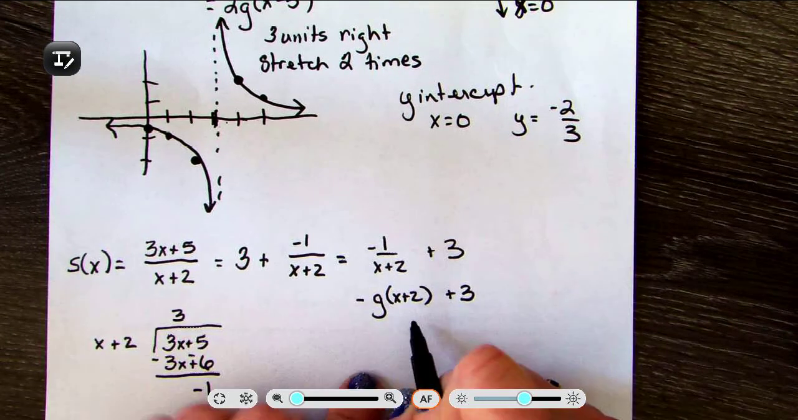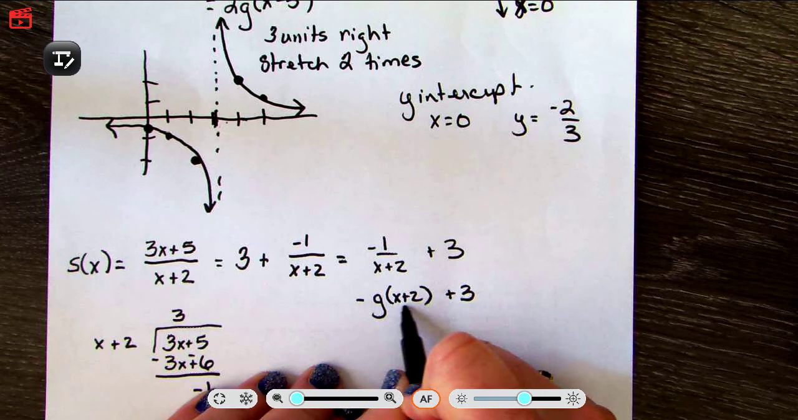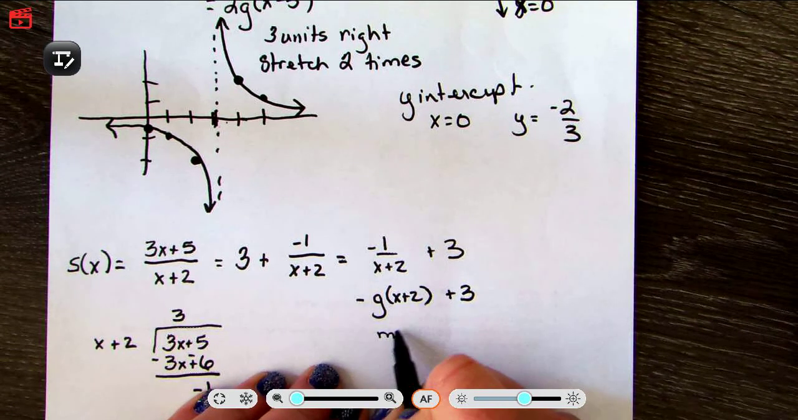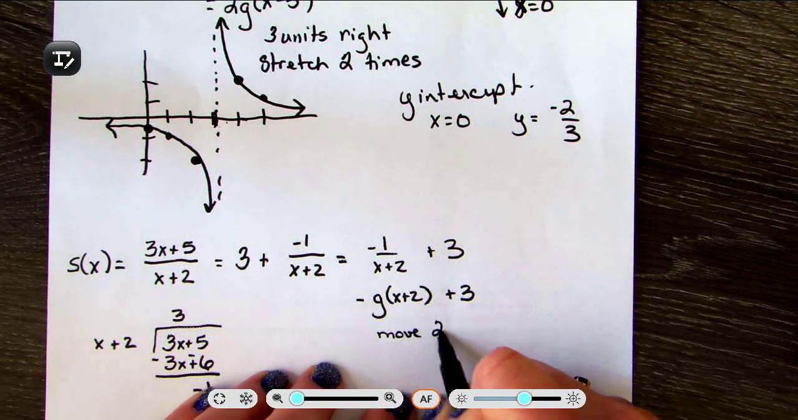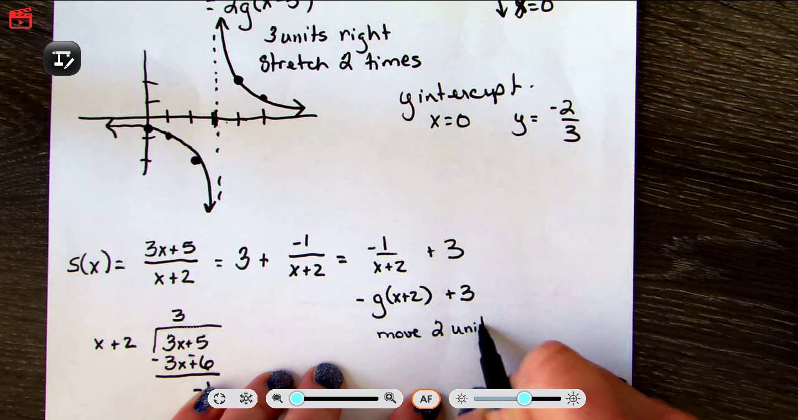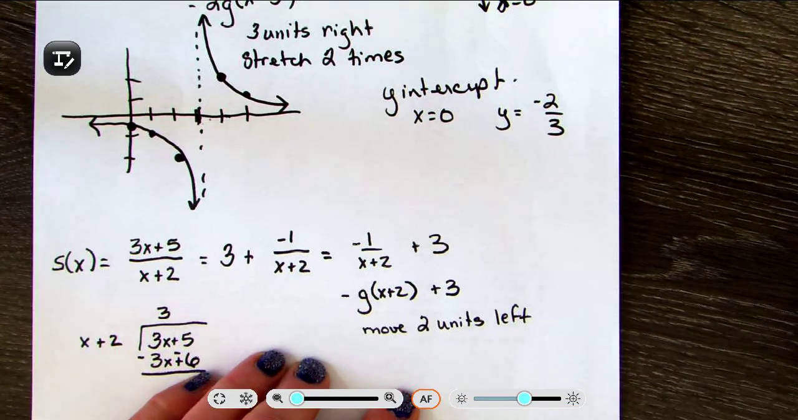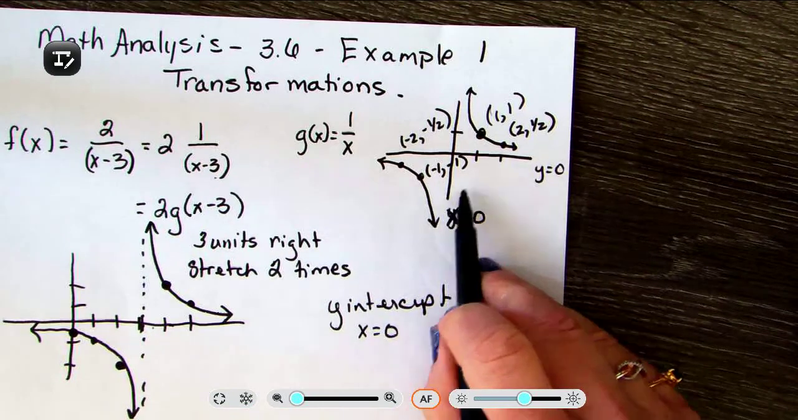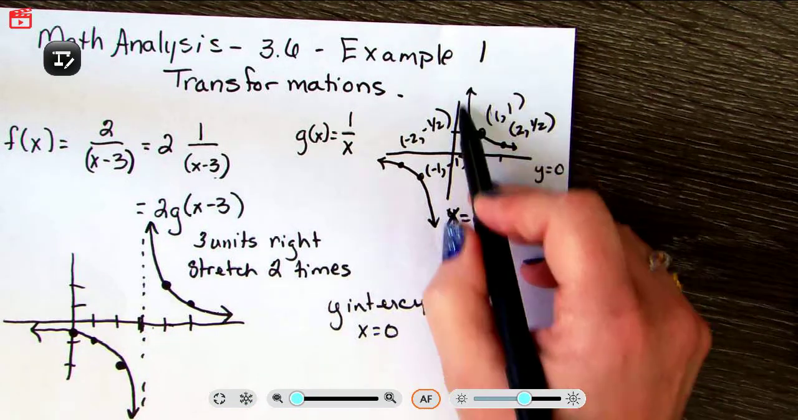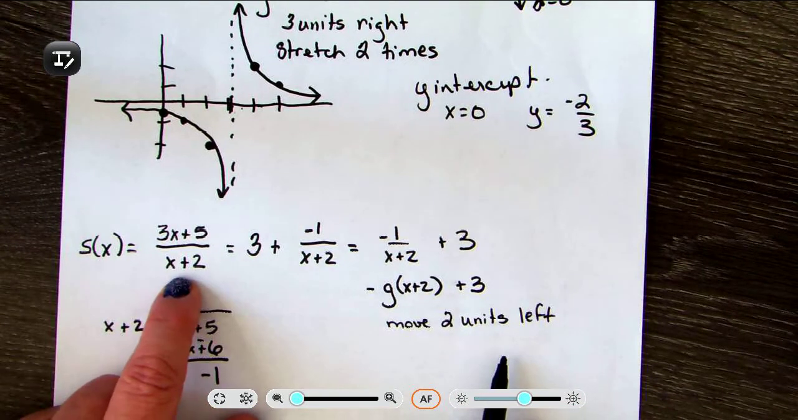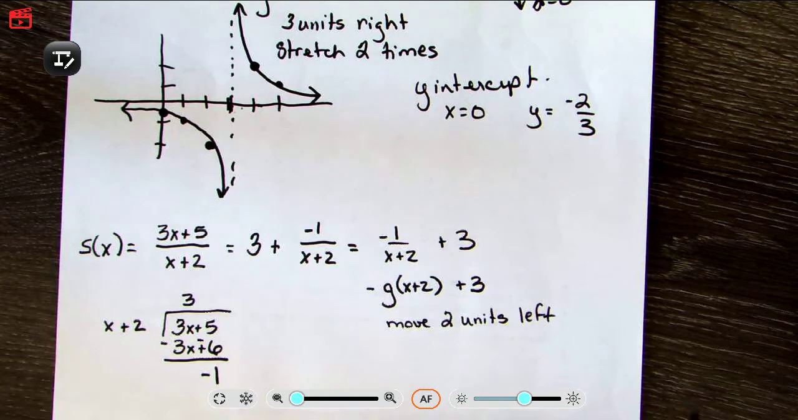So that means we're going to be taking our curve, this inside our function, so we're going to move 2 units left. Okay, so we're going to take this guy, move it 2 units to the left, so we'll see that vertical asymptote moving. We'll also notice it's a 0, but I'll hit that again in the next video.